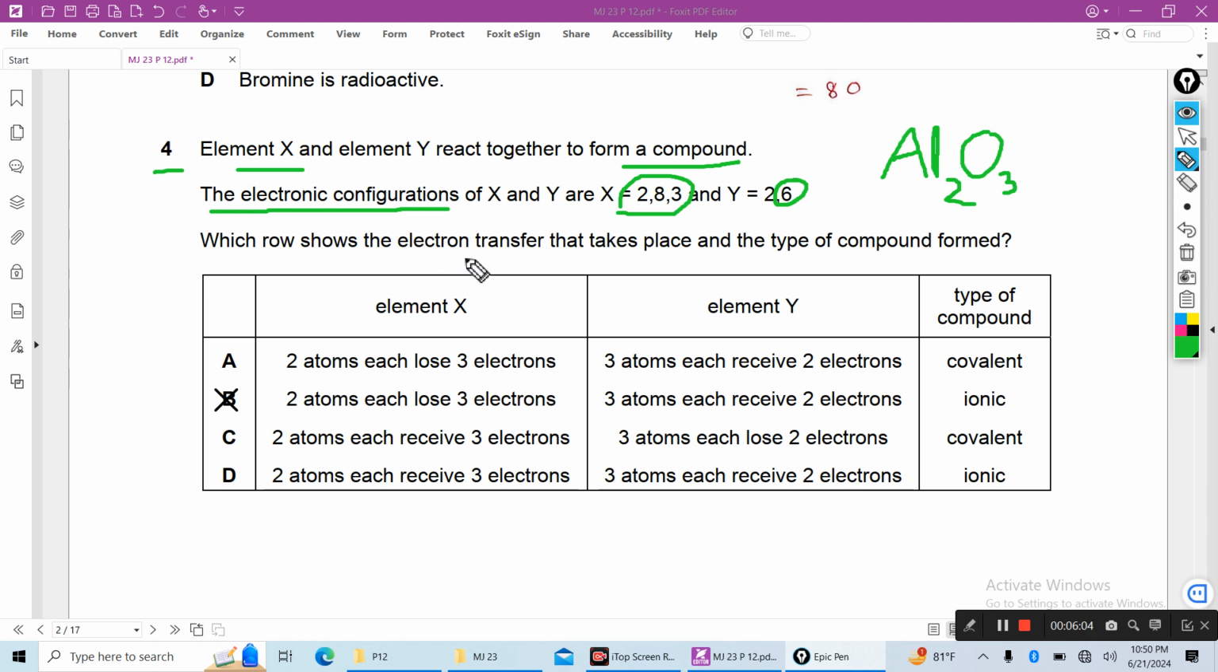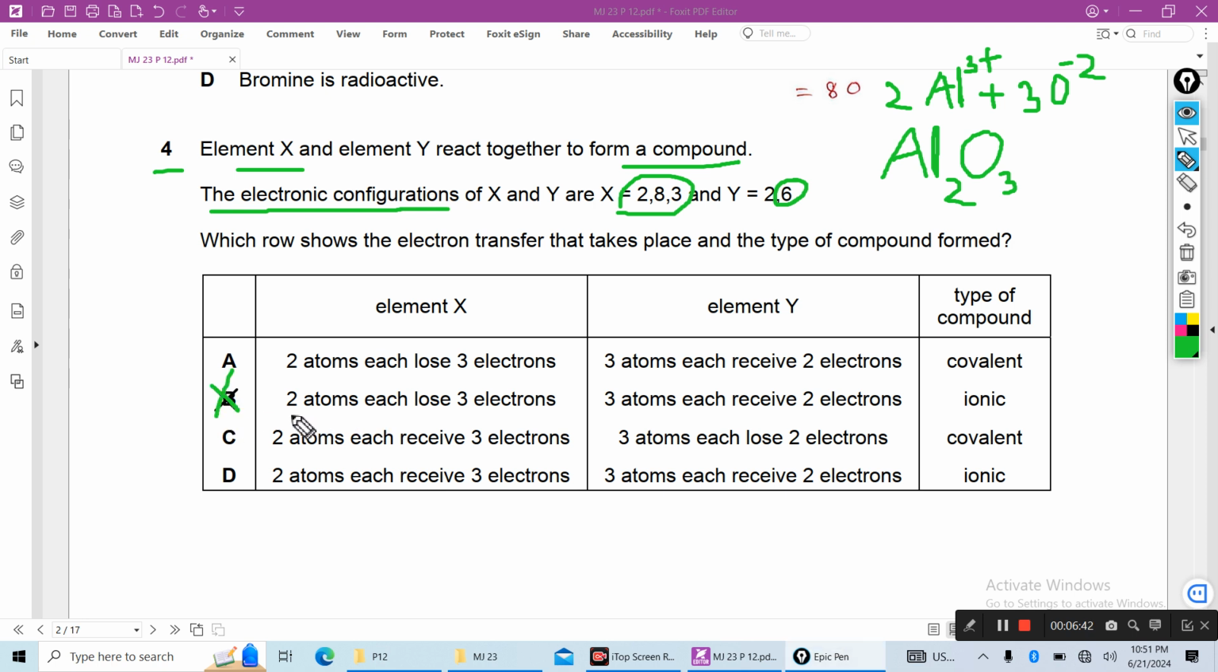Which row shows the electron transfer that takes place and the type of compound formed? If you ionize aluminium oxide, it will form 2Al3+, group 3, and 3O2-, the oxide ion. So B is the right answer.